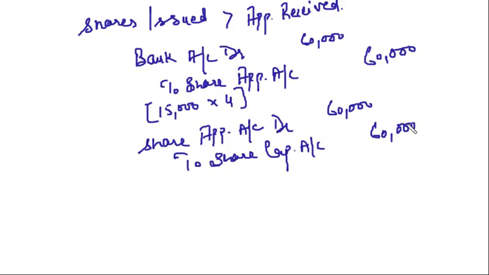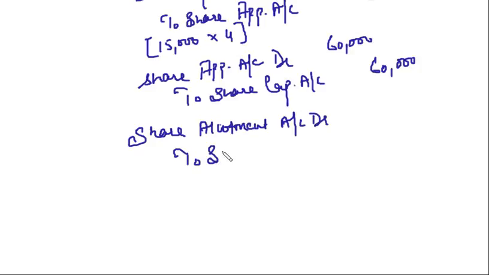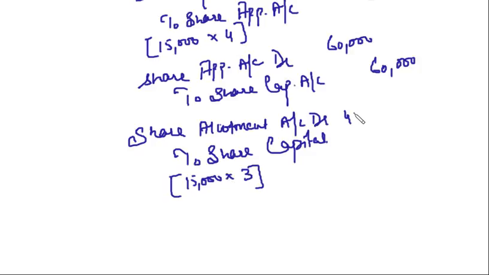Now you allotted 15,000 shares. What will be the entry for share allotment? Share allotment account debit to share capital. This is the amount that is due at the time of allotment. Now, how many shares are allotted? 15,000 multiplied by 3, that is the allotment money, 45,000.